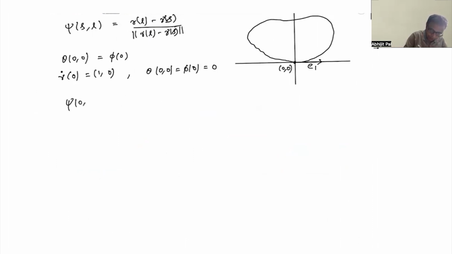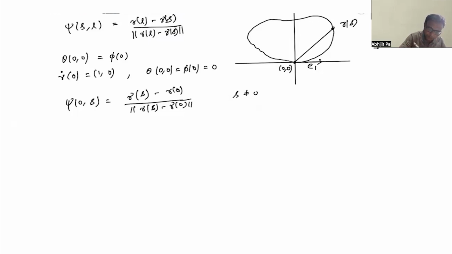So what is psi of 0s? It is gamma s minus gamma 0 divided by the norm of gamma s minus gamma 0, where s is not equal to 0. So if I have this point gamma s, and I take the line segment joining these two, and then you normalize to get a unit vector.